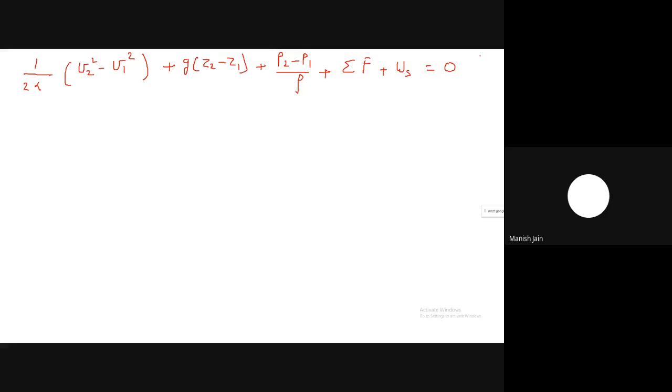So what you have to calculate first is the friction losses, that is important. For friction losses, the first thing you have to remember is the Reynolds number.